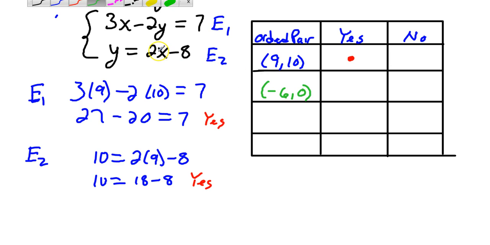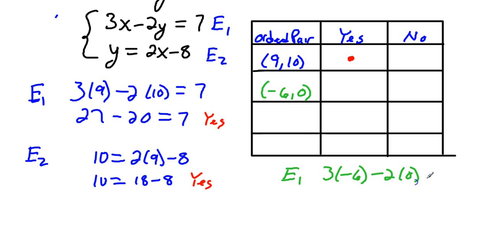Okay, so then we'll do the same thing with the negative 6, 0. Plug it into equation 1. That's 3 times negative 6 minus 2 times 0. Does that equal 7? Does negative 18 minus 0 equal 7? That's a no. And as soon as you get a no anywhere, you're done. That one's a no. Don't have to check the second one.